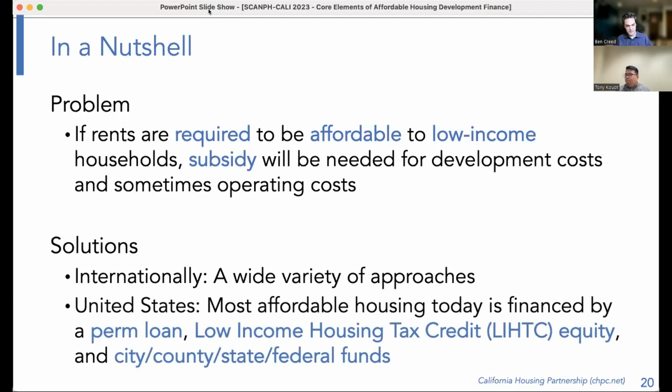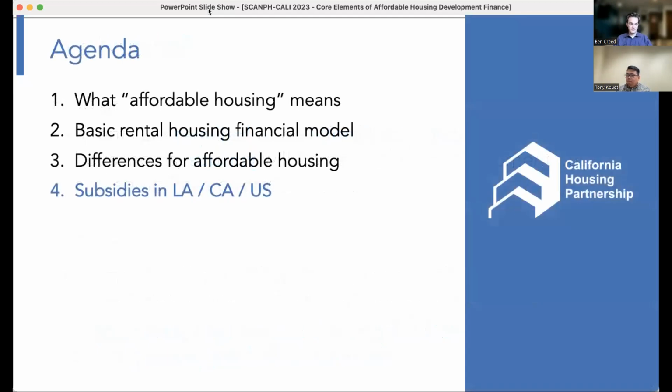Today in the United States, most, certainly not all, but the largest slice of the pie of new affordable housing is financed by a perm loan, as long as there's enough of that NOI available in the cash flow. The equity from an investment from the low income housing tax credit program, which we're going to talk about, and public funds to fill the gap from the city, the county, the state, federal funds, usually a combination of those. And so that's what we're going to jump into in this next section.